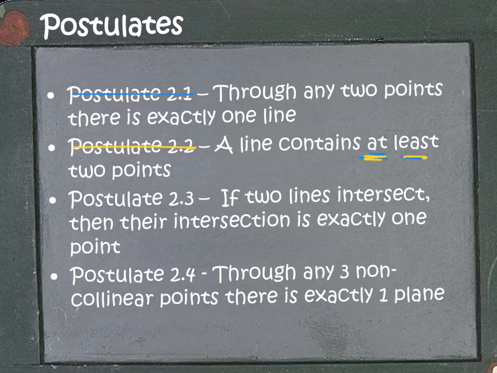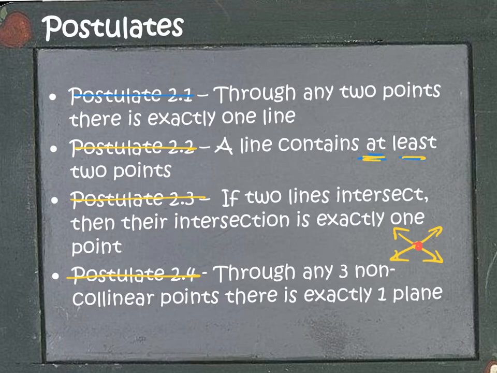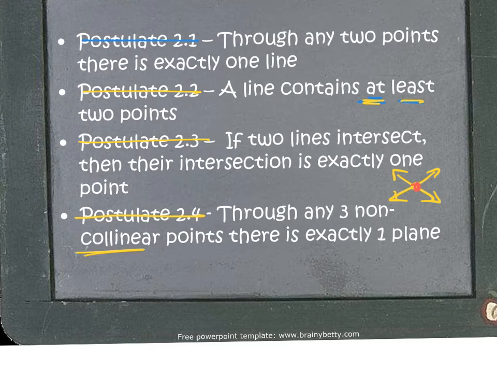Then the next one is postulate 2.3, and that one states if 2 lines intersect, then their intersection is exactly 1 point. And we already talked about this, so their intersection here is this point. And then the next one, through any 3 non-collinear points, there is exactly 1 plane. So notice here the word non-collinear, they can't be on the same line. So if I draw a plane and in it draw 3 points, they can't be on the same line.